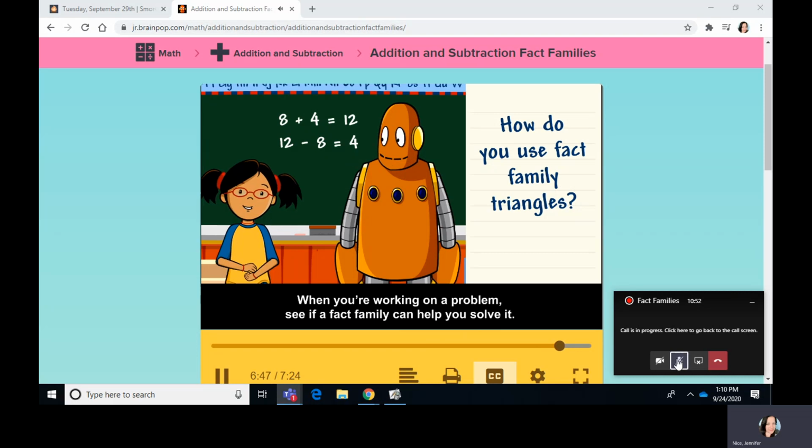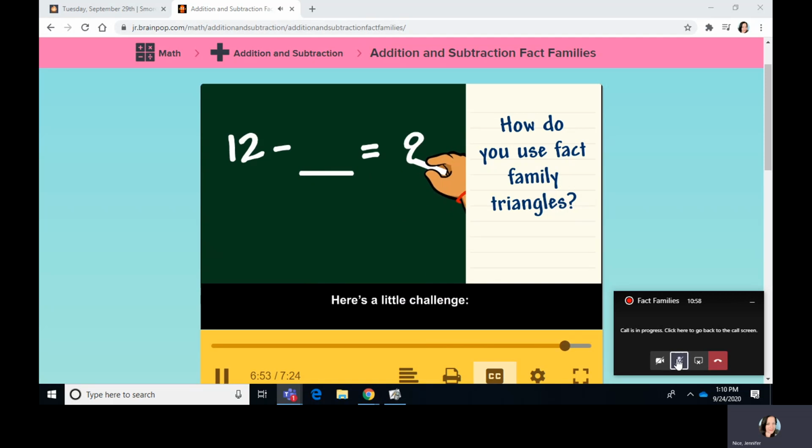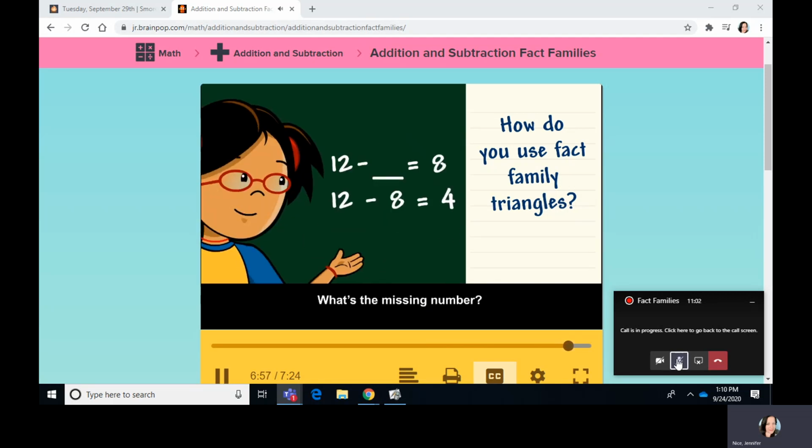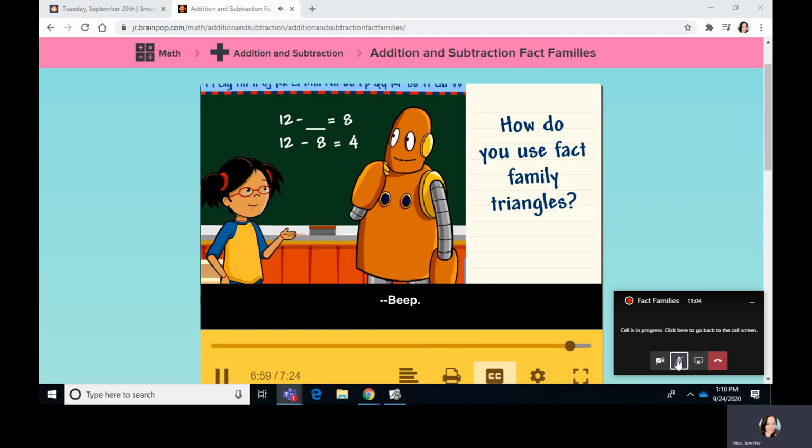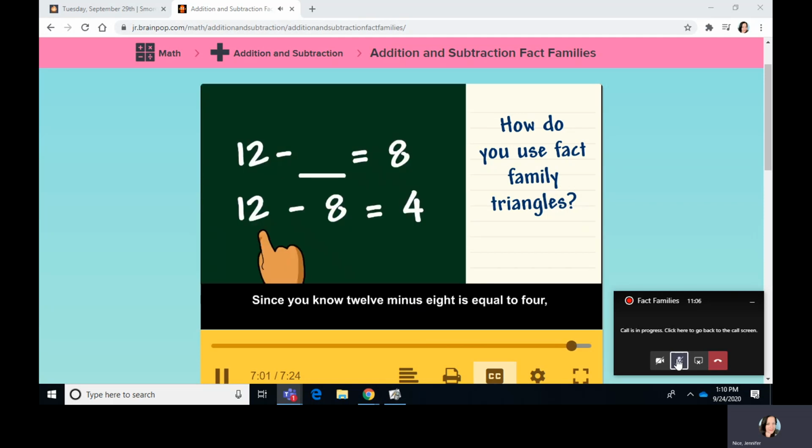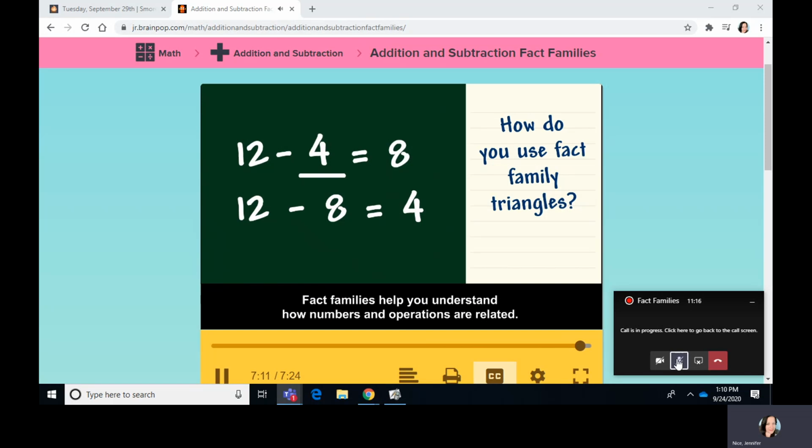Right, Moby. When you're working on a problem, see if a fact family can help you solve it. Here's a little challenge. What's the missing number? Since you know 12 minus 8 is equal to 4, then you know that 12 minus 4 is equal to 8. Fact families help you understand how numbers and operations are related.